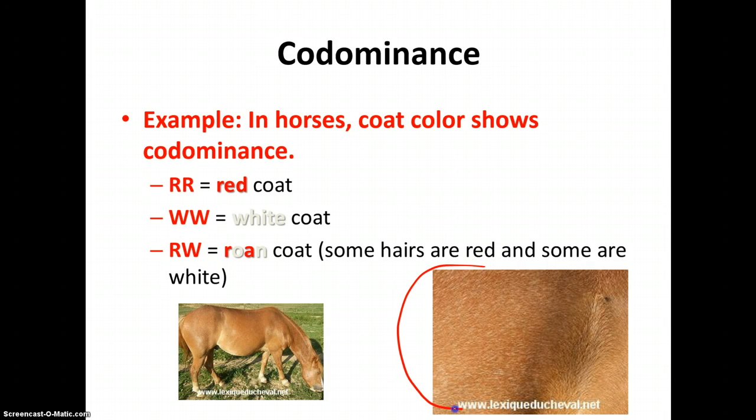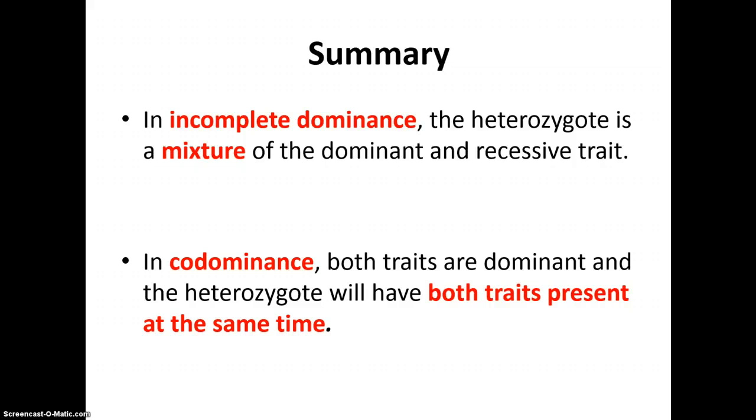In horses, an example would be if you cross a red coat with a white coated horse, you're going to end up with a roan coat. Its genotype would look like a capital R and capital W. The fact that we're using two separate letters here should be a dead giveaway that you're dealing with codominance.